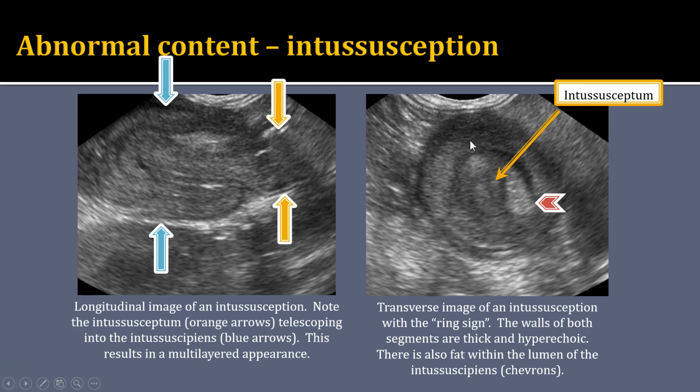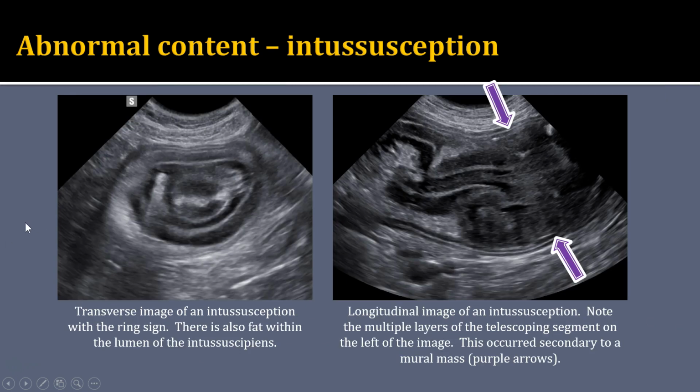In transverse, again, we have that ring sign where we have multiple layers or multiple rings. Here's our inner portion of intestine, the intussusceptum, and then the outer portion of intestine, and here's some fat that is also within the lumen. In this patient, the wall layers are a little bit easier to see. In transverse, again, we have that ring sign. Here's our inner intestinal segment with its normal layers, and then the outer intestinal segment with its normal layers, and then some fat and maybe even some fluid in that intestinal lumen of the outer portion.